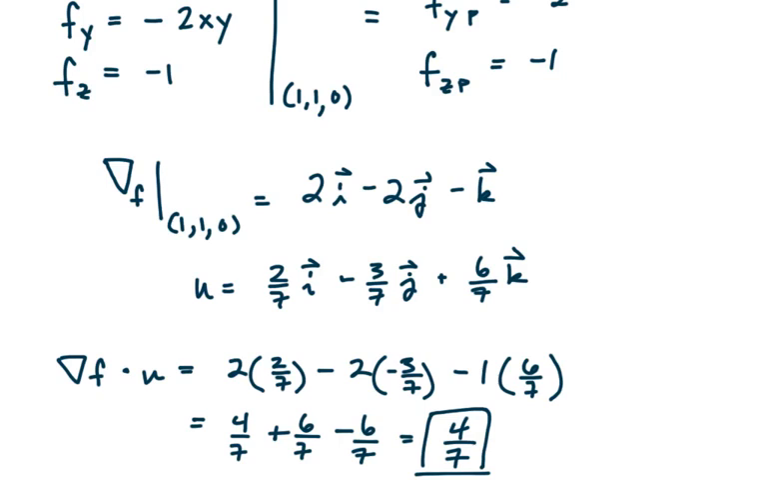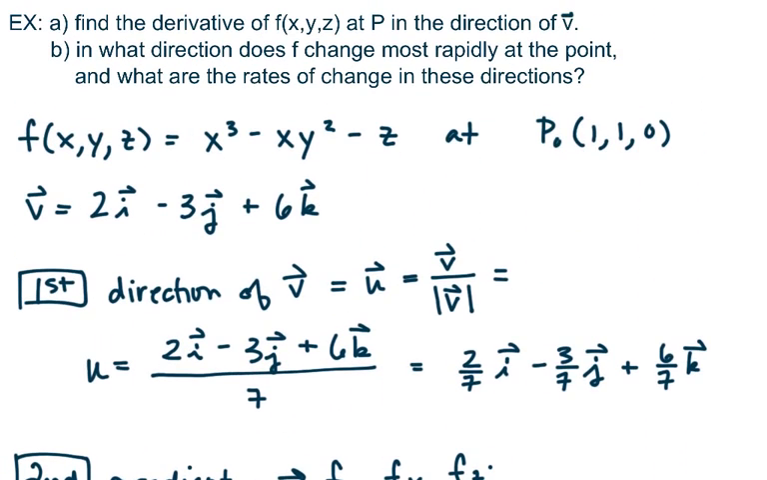All right, so we found our directional derivative for the function in the direction of v at the point (1, 1, 0). So we have another part of the question. We just completed part A. Part B says, in what direction does the function change most rapidly at the point? And then what are the rates of change in these directions? And so really there could be more than one direction. There should be an S there. I'm too far in to go back and delete. So in what directions does the function change most rapidly at the point?